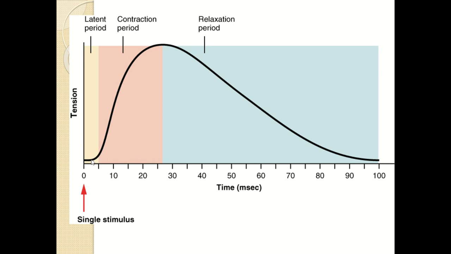From 5 milliseconds up to about 25 milliseconds, for the next 20 milliseconds, this increase in tension is where all of a sudden those myosins start to form those cross bridges and start to pull on the actin molecules and shorten our sarcomere. They do this for a certain amount of time, but since they didn't get any more stimulus, eventually there's no more reason for them to keep doing this.